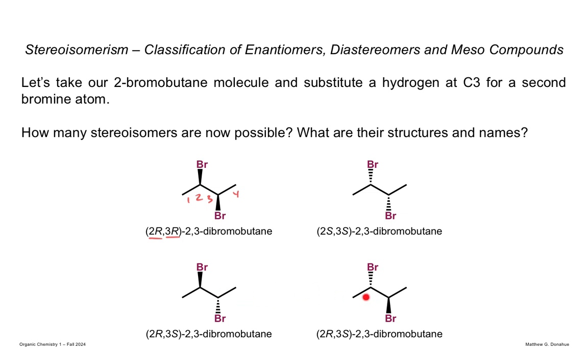The second pair here, I left carbon 2 as R. Carbon 3 I drew as a dash. So because we determined R up here, we're drawing it the opposite way. It has to be S.